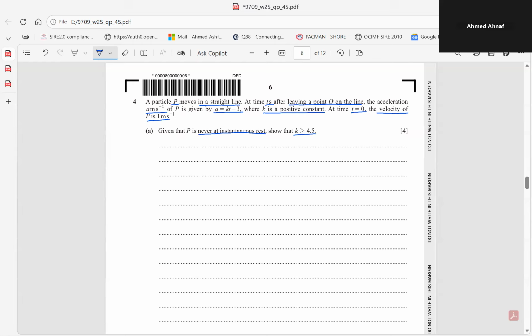So first we need to find the expression for V in terms of t, which we can do easily since we know A is just dv dt. So we just have to integrate the expression for A with respect to t. So V is just going to be integral of kt minus 3 dt. So this is going to be kt squared over 2 minus 3t plus c.